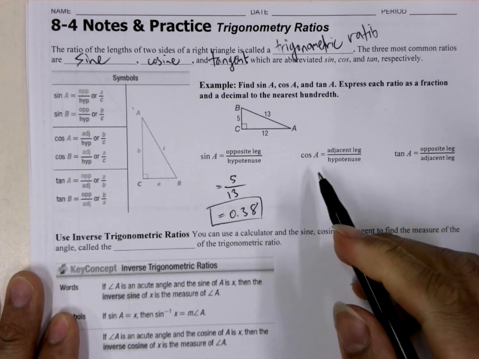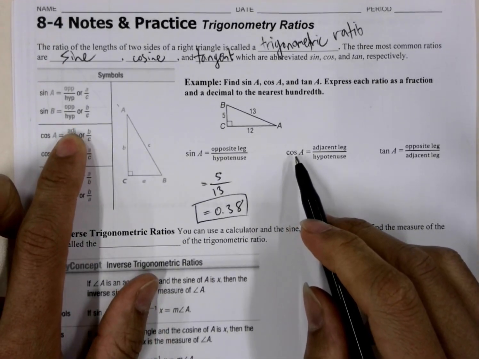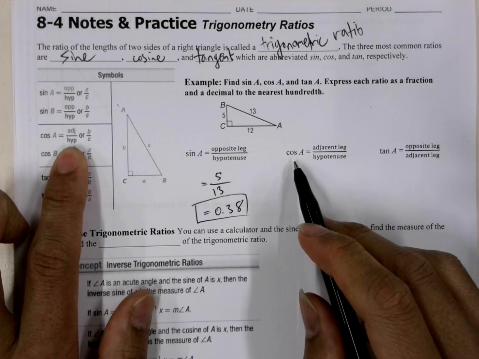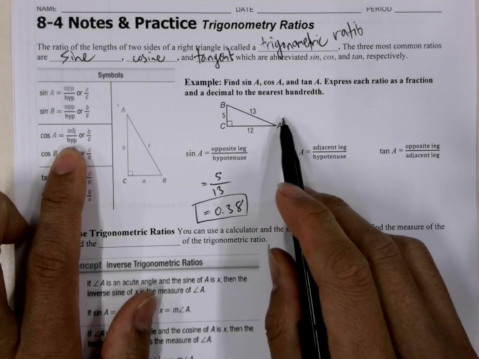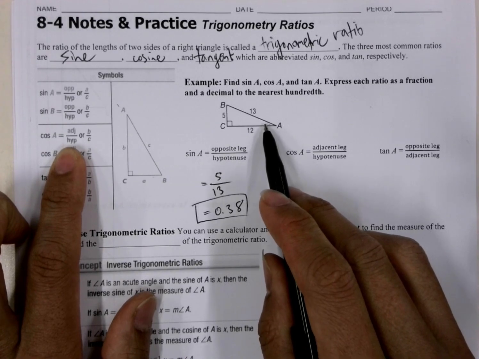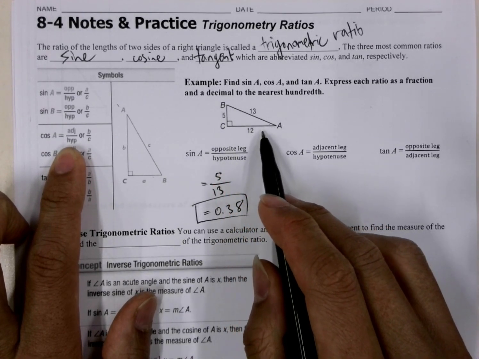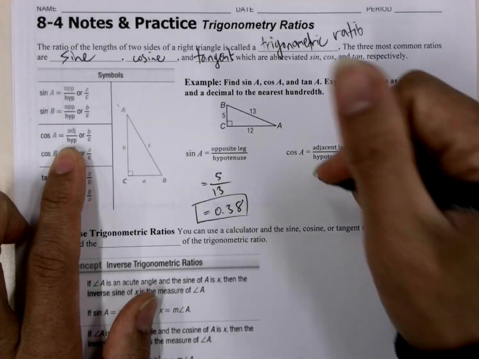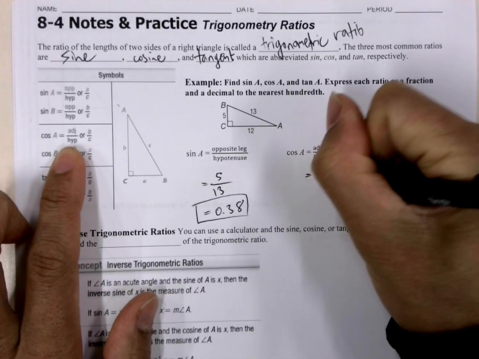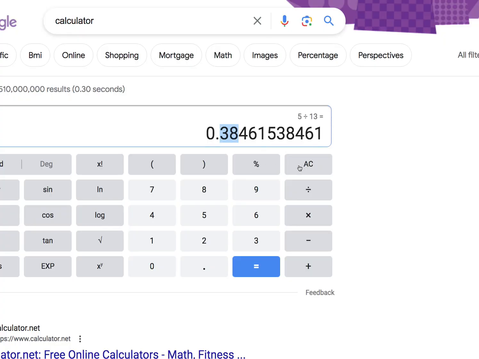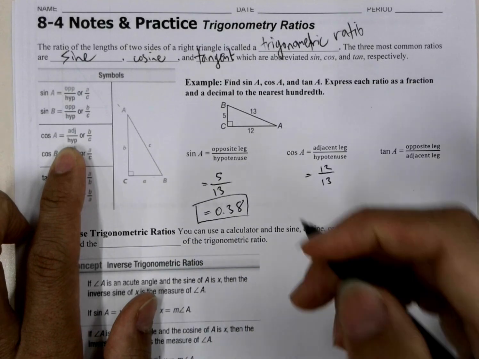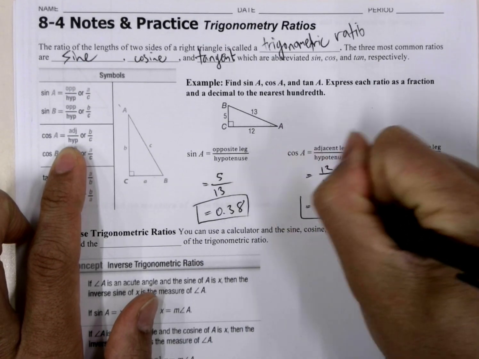I'm going to say 0.38 and box it. Now cosine is a little bit different. It is adjacent over hypotenuse. So here we have cosine of A. This is angle A. The adjacent leg would not be this one. This is the hypotenuse. So the adjacent leg would be 12, giving 12 over 13. We'll move over to our trusty calculator and do 12 over 13. Rounding to the nearest hundredth, since there is a 3 in the thousandths, we leave it as 0.92.